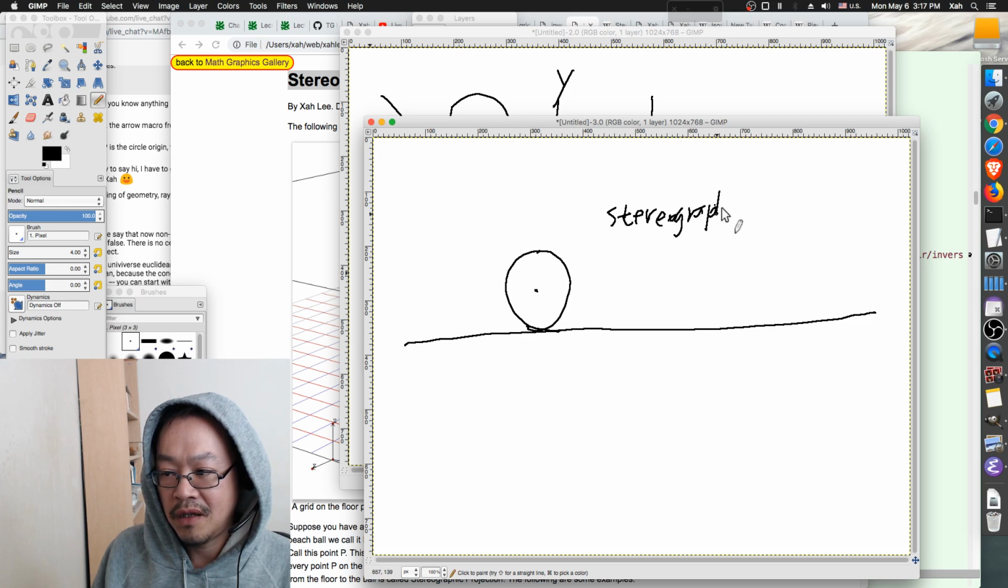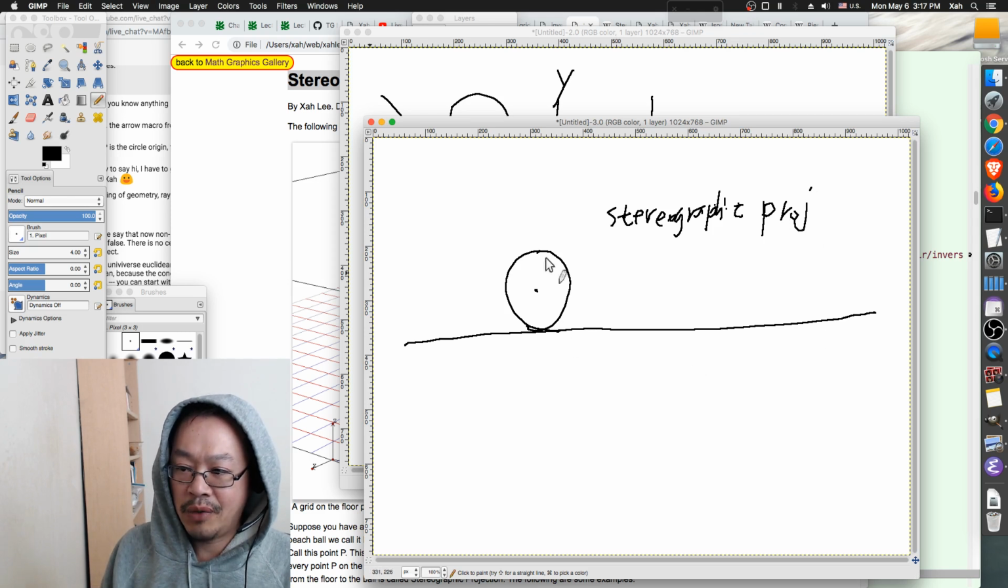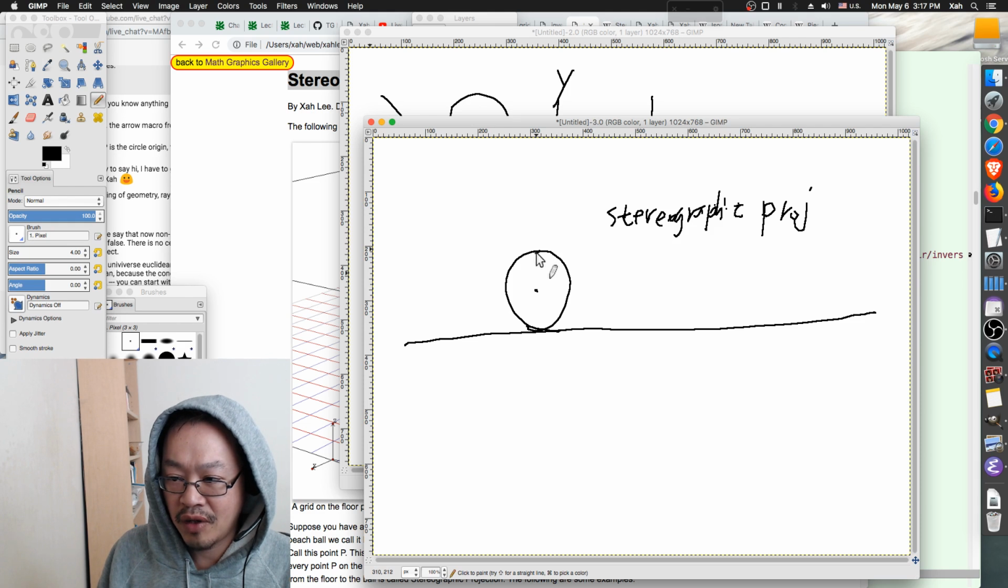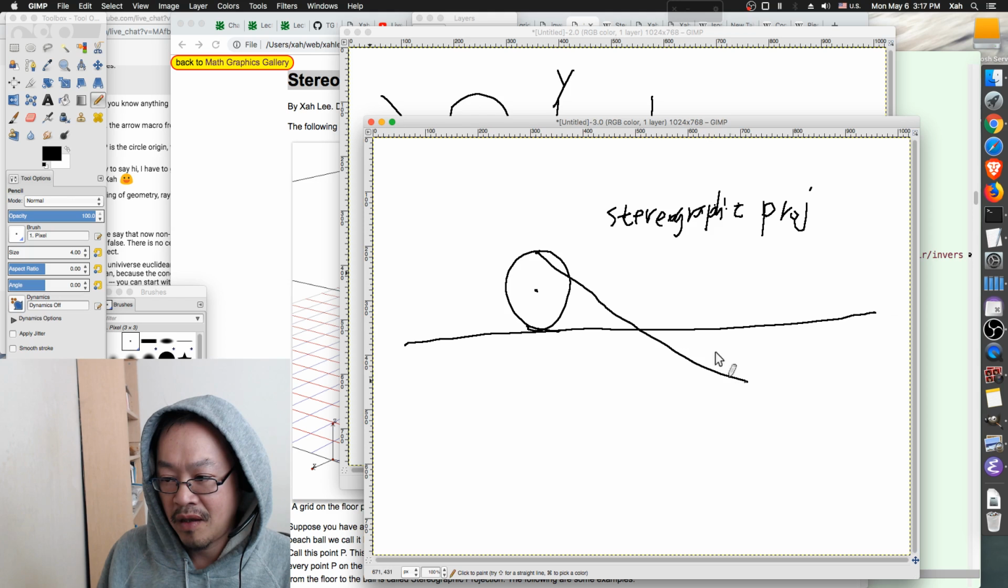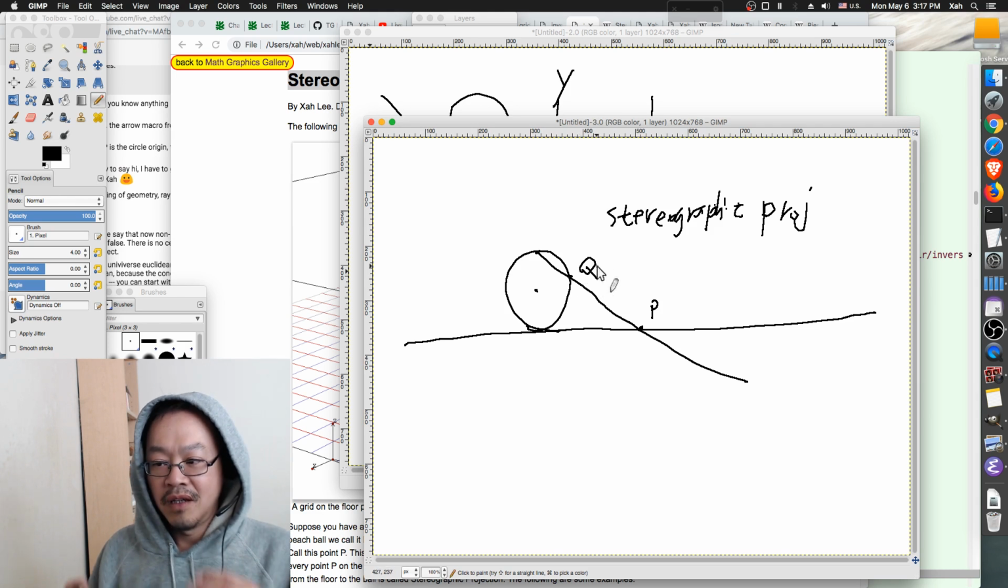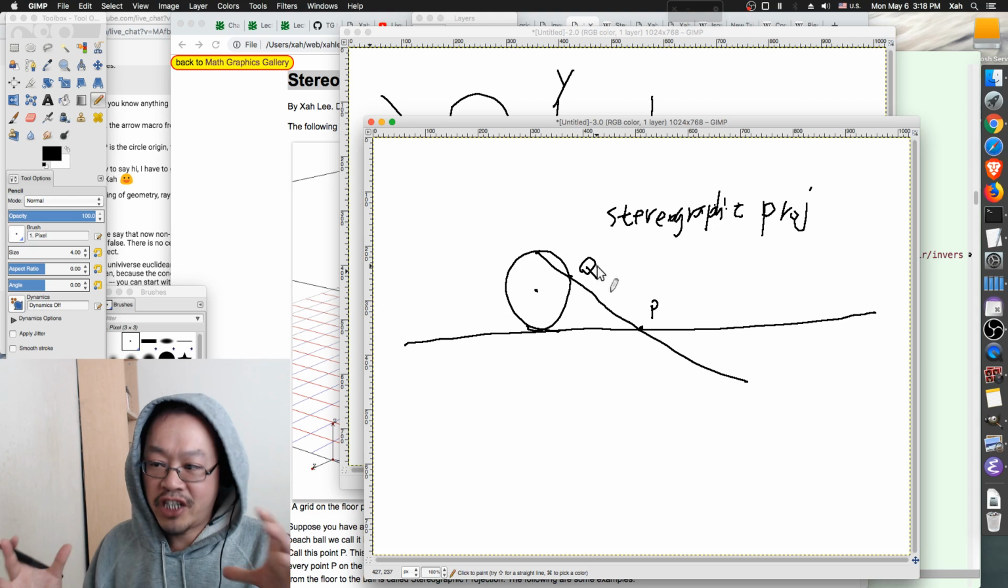Stereographic projection. There's a lot of lag here, so I cannot write well. But imagine this is stereographic projection. So we draw a line. Let's say this point is P and this point is Q. So that's stereographic projection, right?